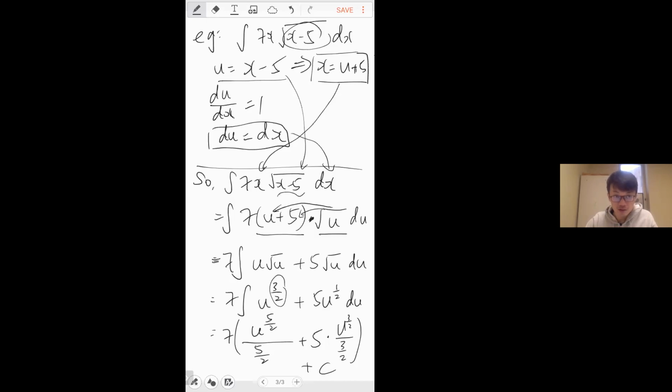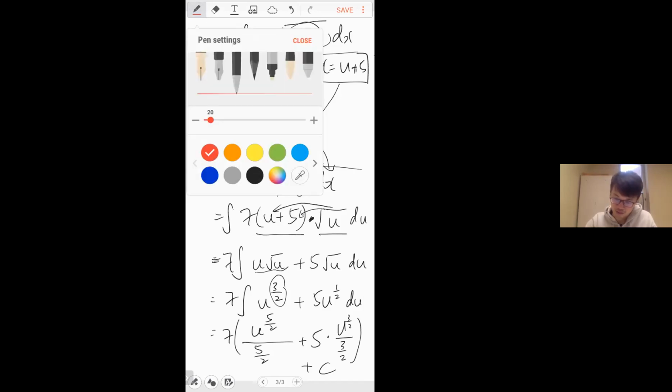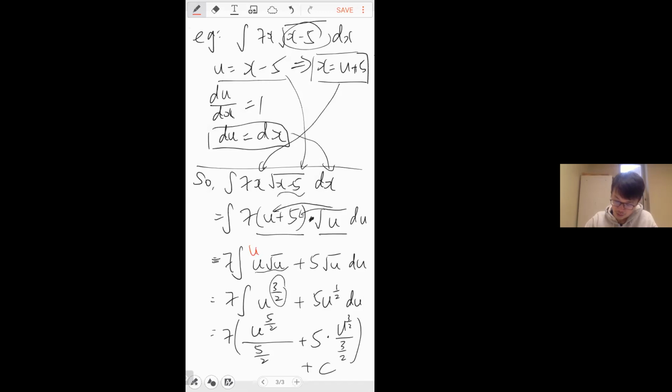That's because root u is u to the 1/2, right? And so this is u to the first times u to the 1/2. So you get u to the 1 plus 1/2. 1 plus 1/2 is 3/2. Is it okay, Kristen?